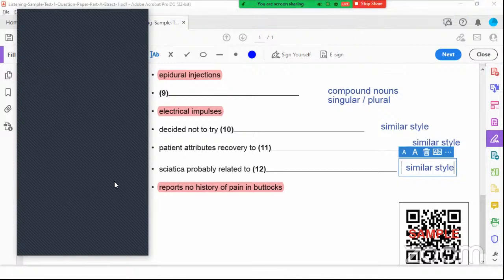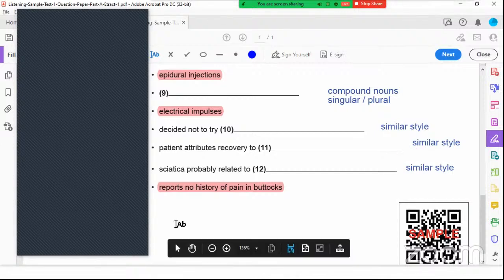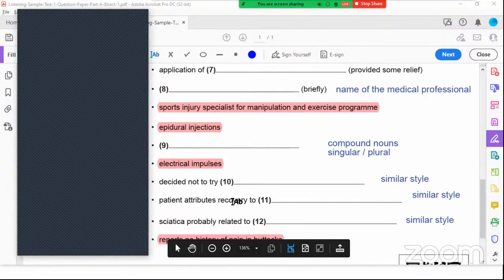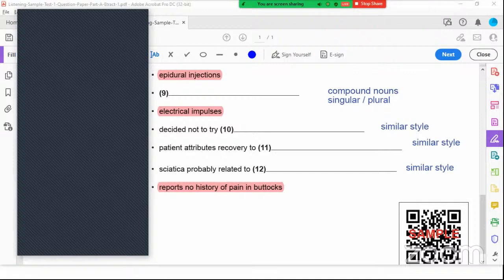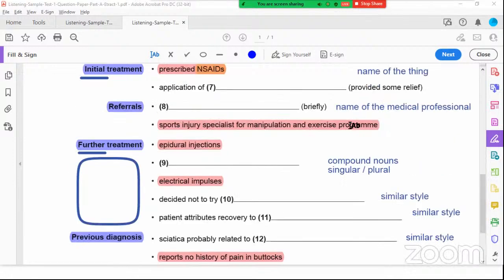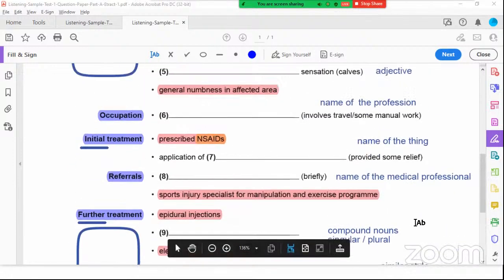Now let us see here. Very good. Try more things. Guess for all these, questions 9, 10, 11, and 12, all of a similar style. See whatever you want, you guess and type the words. Very good.